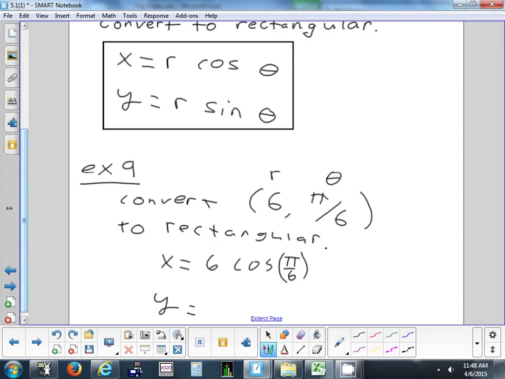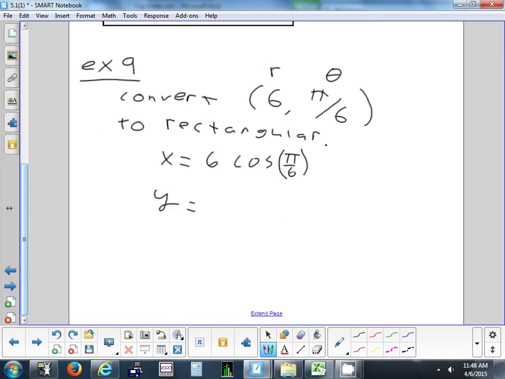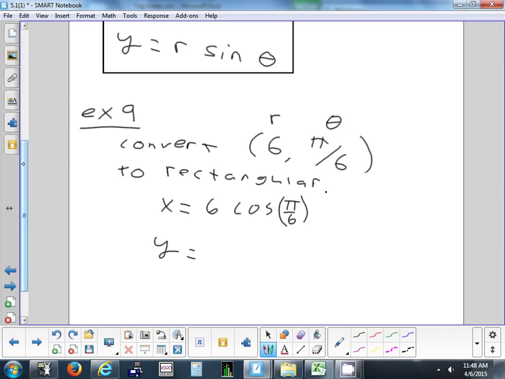Let's get y. Get the formula for that. Mariah, what's my formula for y? R sine. Yeah, and what's r in this case? 6. Good. 6 sine pi over 6. Type it in and you're done.